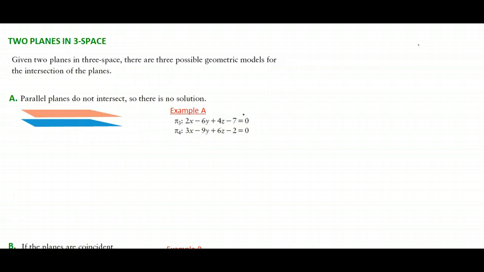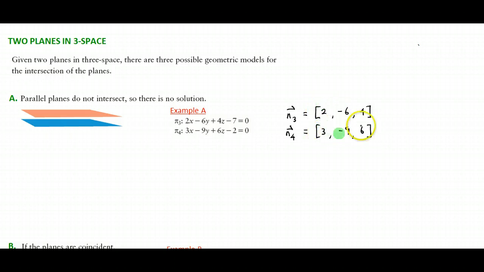The next thing to point out is that the normal vectors are an important part of telling us which situation we have. So if I identify the normal vectors for each of these planes, which are labeled plane 3 and plane 4, I'm going to call it normal vector 3. And remember, the normal vector comes from the coefficients of x, y, and z. So the normal vector for plane 3 is 2, minus 6, and 4. Similarly, the normal vector for plane 4 is 3, negative 1, and 6.